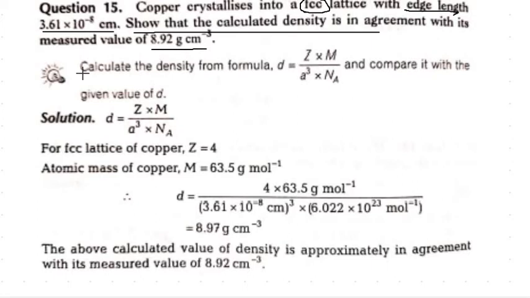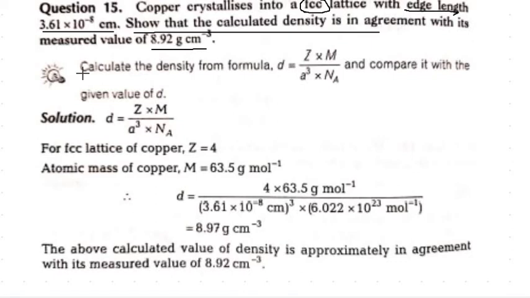That means what are you supposed to find? You are supposed to calculate the density, and the density should come out equal to 8.92 gram per centimeter cube. This is a theoretical value, and practically also, when it is measured using the X-ray diffraction technique, the value came out exactly equal to 8.92 gram per centimeter cube.